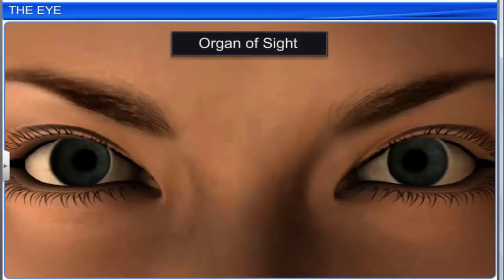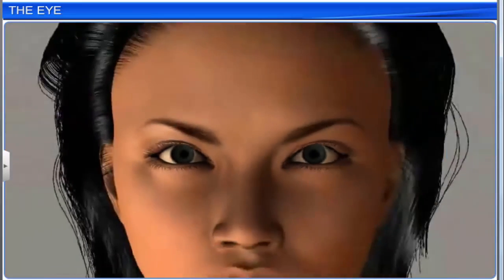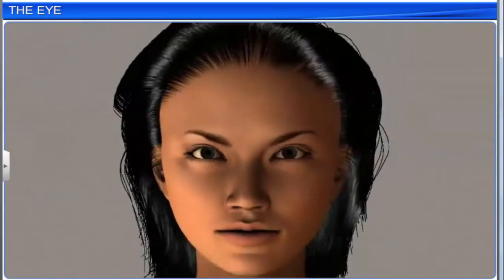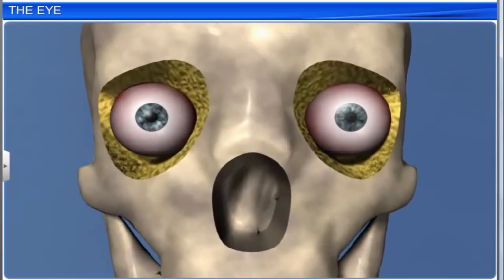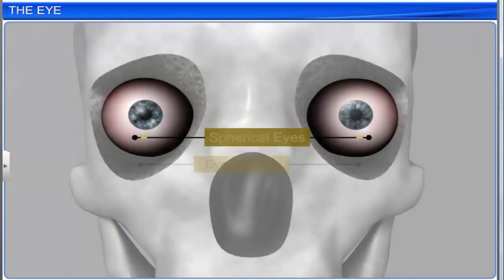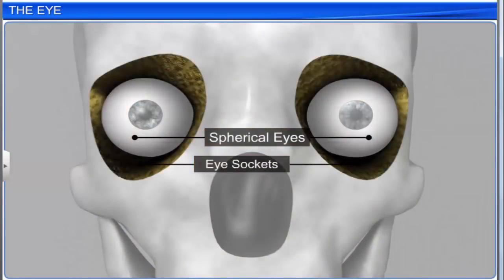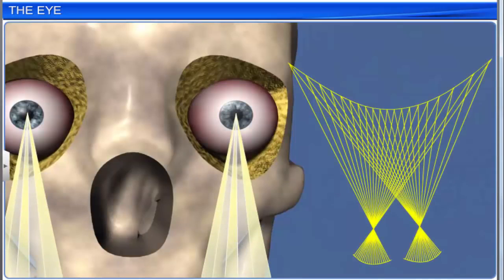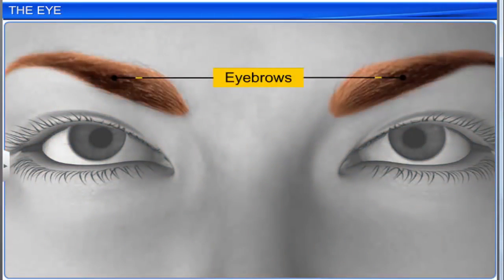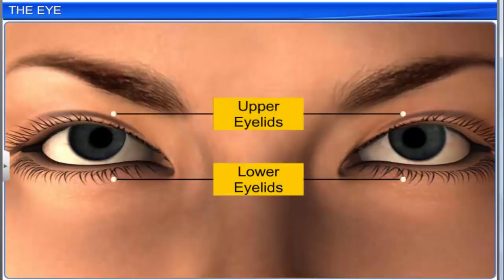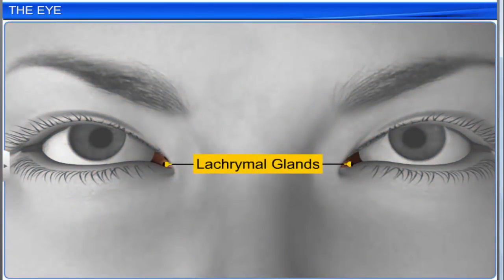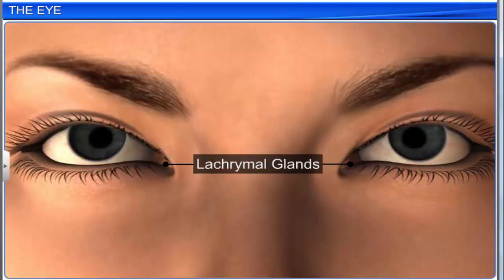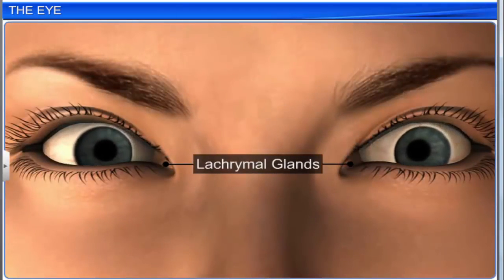The eye is the organ of sight. It helps detect changes in the environment and dispatches signals to the central nervous system. Human beings have a pair of spherical eyes located in eye sockets or orbits of the skull. The eyes are directed forward and adapted for binocular vision. These are protected by the eyebrows, eyelids, and lacrimal glands. The lacrimal glands secrete an aqueous solution that lubricates the eyes and helps rotate the eyeballs freely.